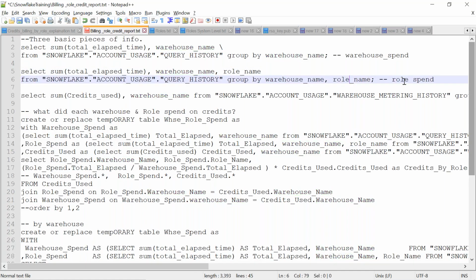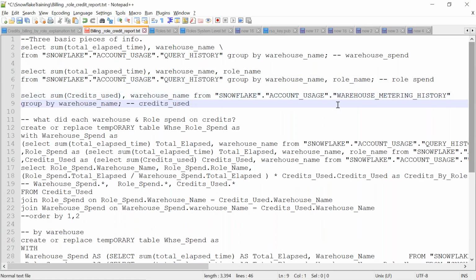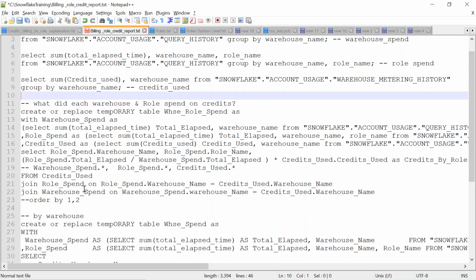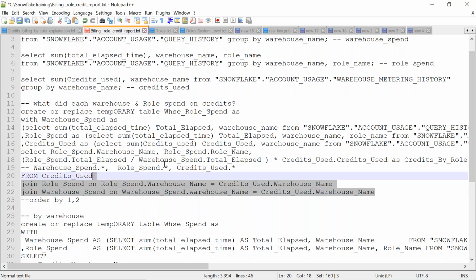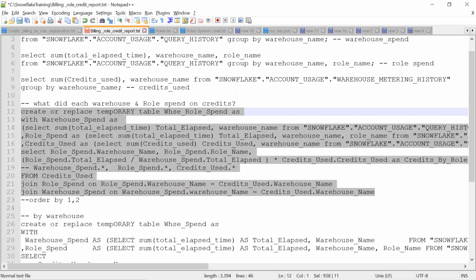Warehouse name and role name. This is the role spend that I have given. Okay. And this is just the warehouse metering history, the total number of credits that have been burnt for a particular warehouse. Okay. And this is the query that I'm trying to use. Let's go run this query.